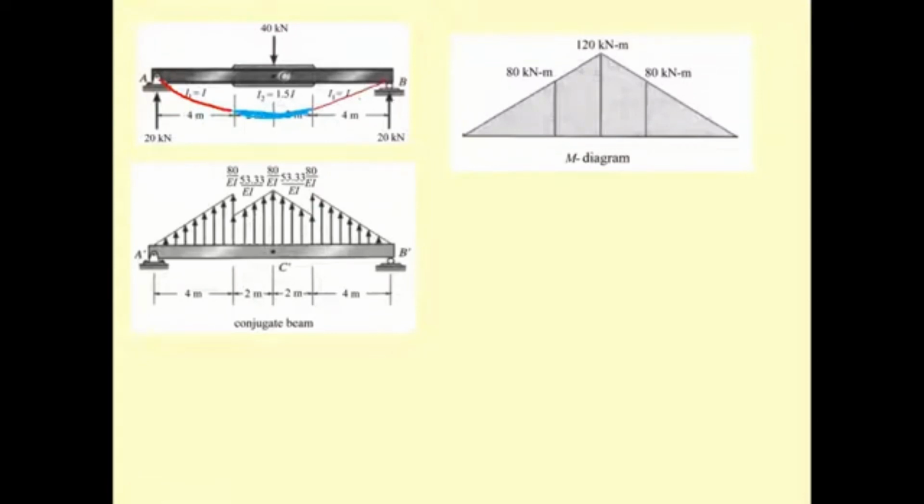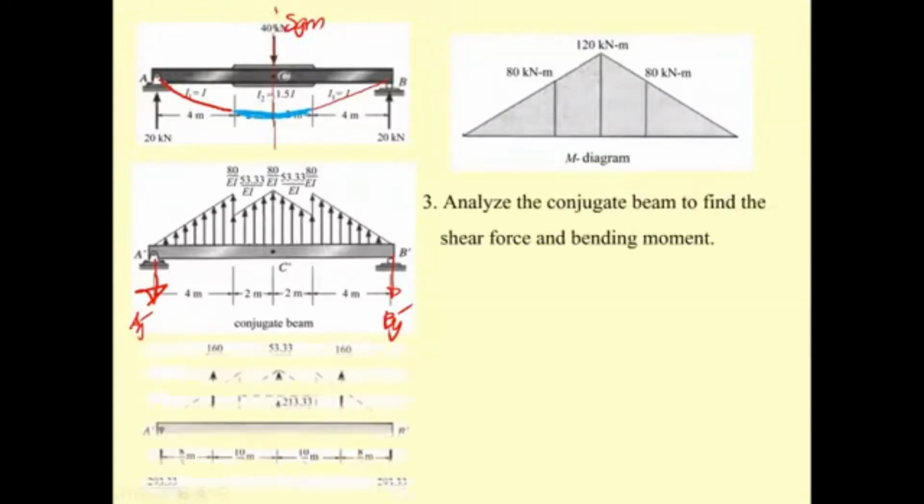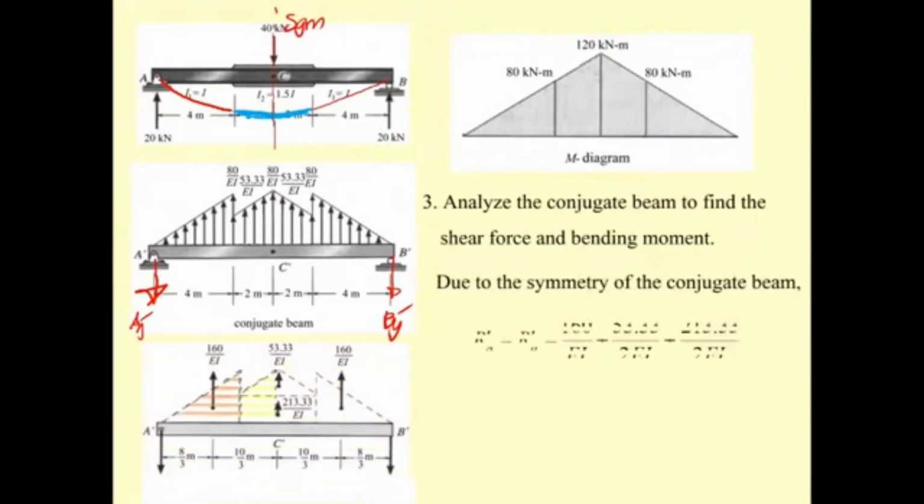Okay, and then we have to determine what? We have to determine the A sub y prime part. A sub y prime is going to be equal to B sub y prime because of the symmetry of the beam. Okay, we just cut it and analyze it. Due to the symmetry, we just say that the A sub y prime or B sub y prime is going to be the area here. So the area here is going to be this one, plus the area here.